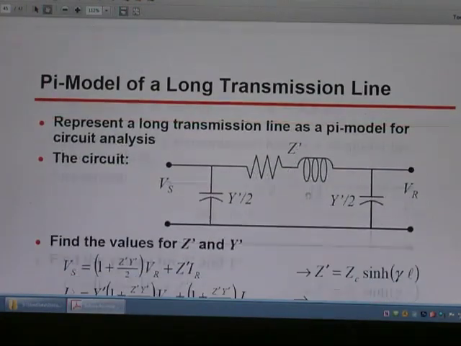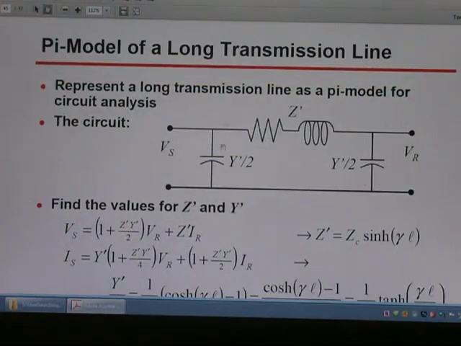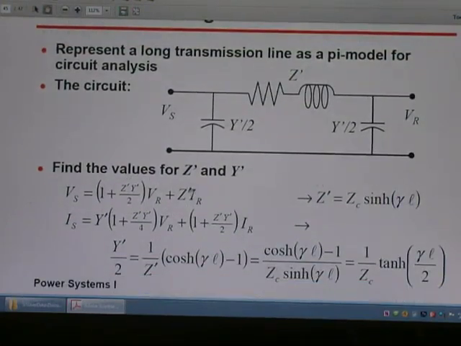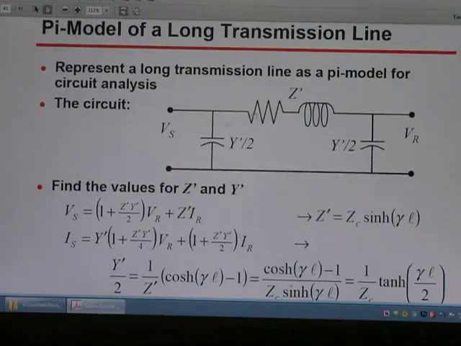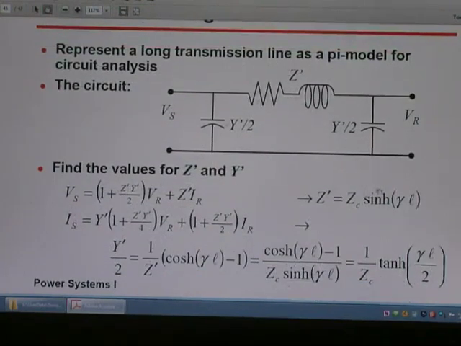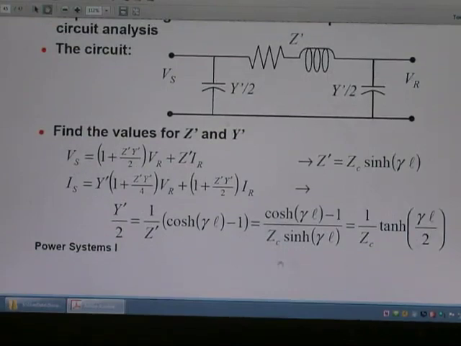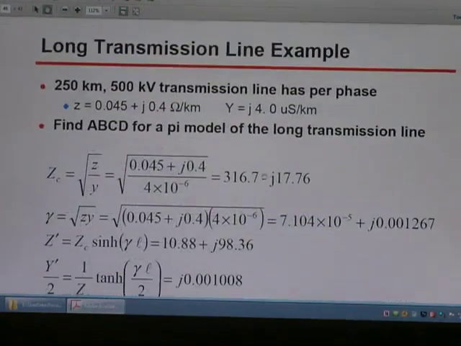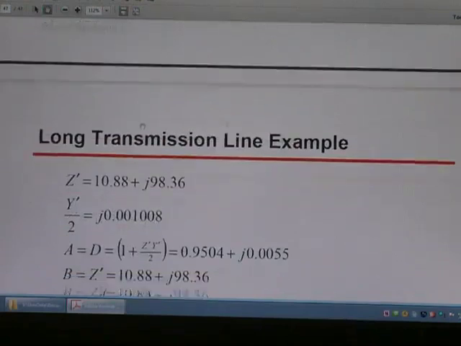And in this case we can use the pi model. If you consider the pi model, it is half and half. So this is for the value of the pi model equation, with the inductance and capacitance, the voltage and the current. And this is the long line example.